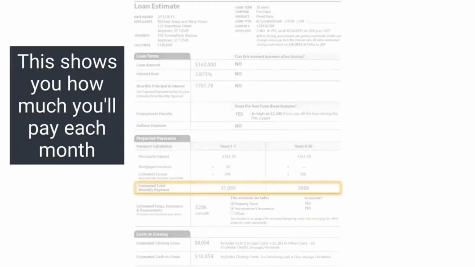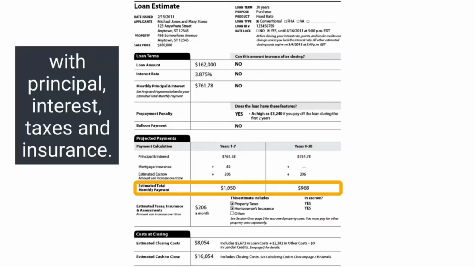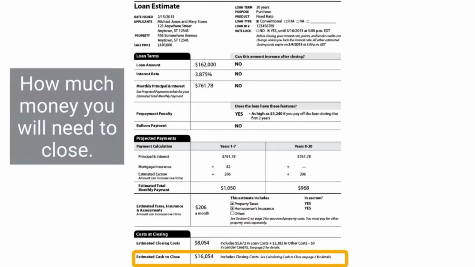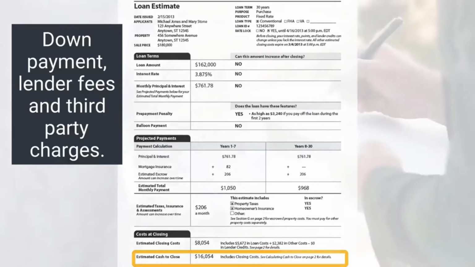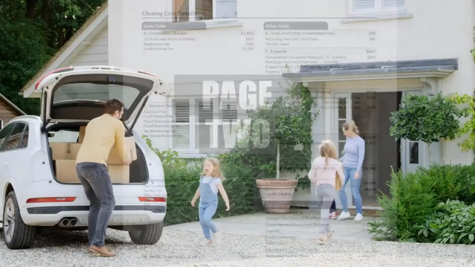Estimated total monthly payment. This shows you how much you'll pay each month with principal, interest, taxes, and insurance included. Estimated cash to close. This number shows how much money you actually need up front, including your down payment as well as lender fees and third-party charges. Next, let's look at page 2 of the loan estimate.